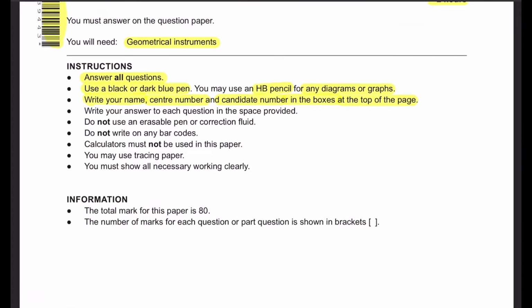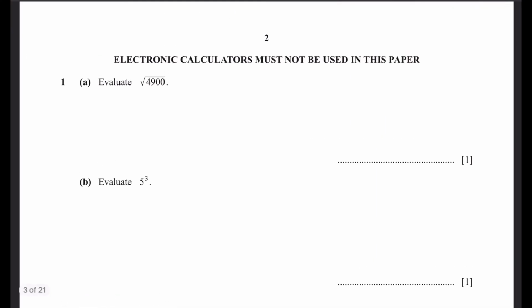And you cannot use correction fluid, and you must not use a calculator. You cannot take one into the hall, but you can use tracing paper. It's very helpful. It's a transparent paper. You can take it. The total marks is 80, and all the marks are given in these brackets. Number 1, electronic calculators must not be used in this paper.